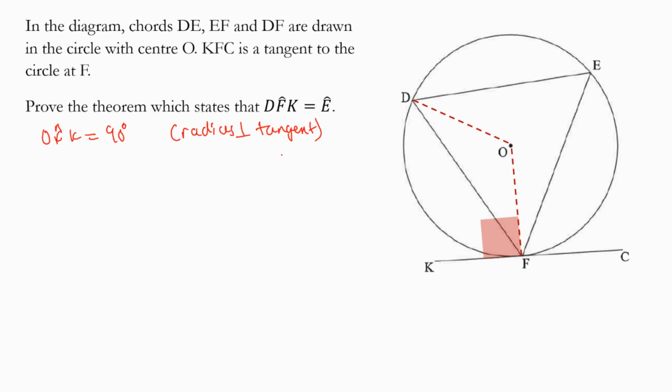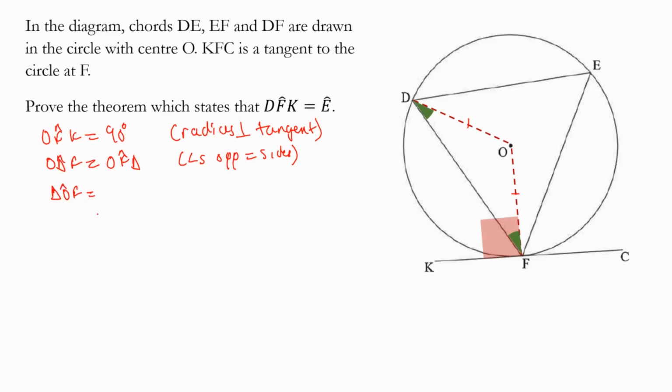Do you see angle ODF? Let me highlight it for you. ODF, this angle, is equal to which angle? It is equal to angle OFD. So we're saying angle ODF is equal to angle OFD. These are angles opposite equal sides, because OD and OF are radii. They are equal.